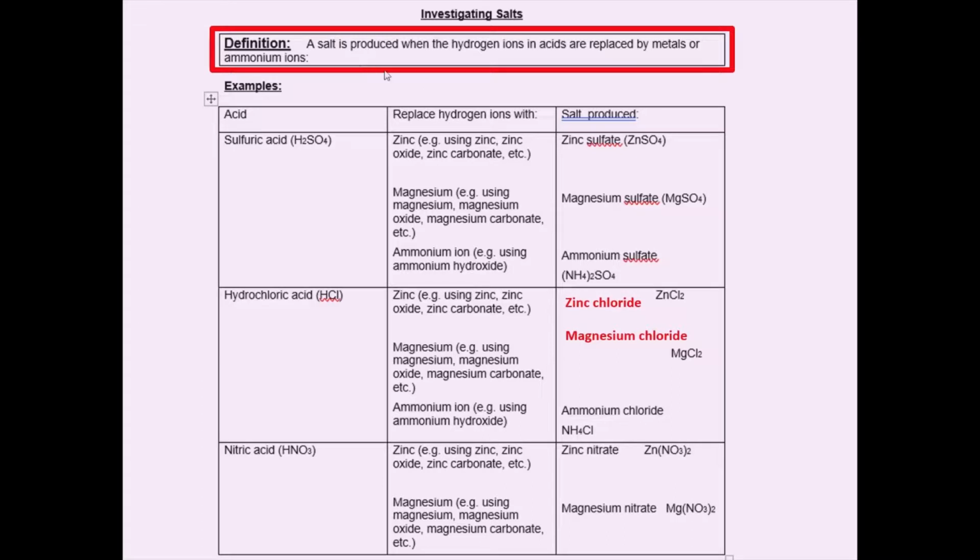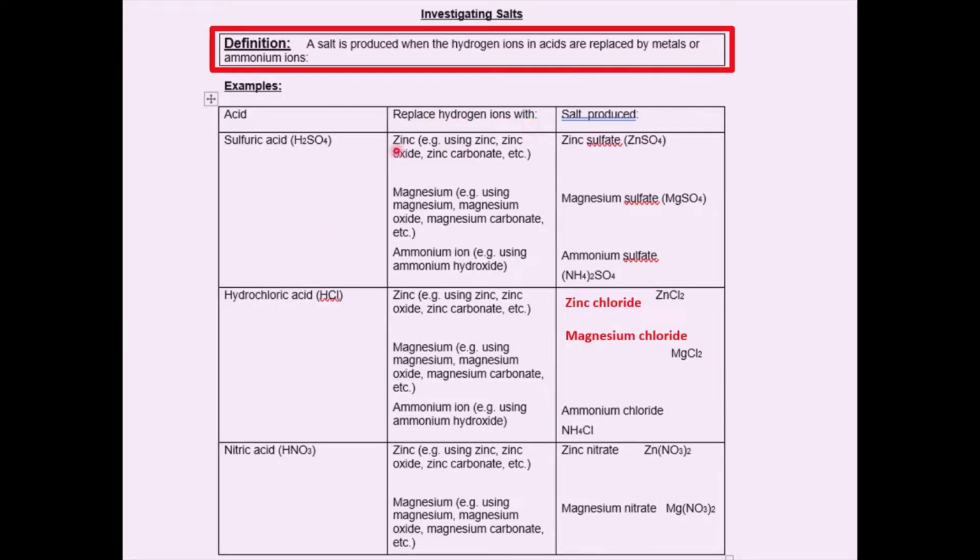There's what we talked about on the theory just earlier on. A salt is produced when the hydrogen ions in acids are replaced by metals or ammonium ions. So be able to quote that in an exam if they ask you what is a salt. And then there's the idea of it. So there's the acids, so the three acids, sulfuric acid, hydrochloric acid, nitric acid.